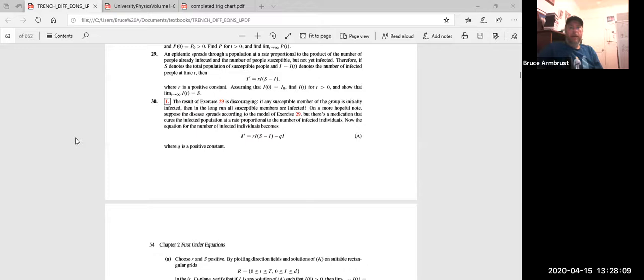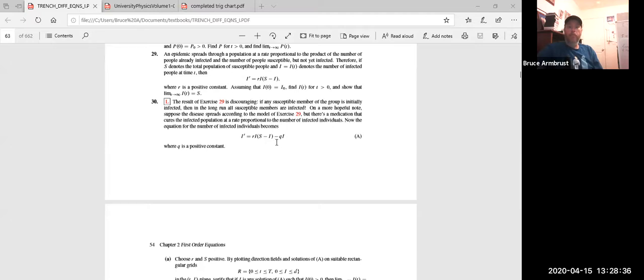All right. Well, let's look at what happens now. Like it said in the homework here, when we do throw in some sort of a method of fighting the infection. So if we look at number 30 now, it says, suppose that we're still spreading according to this model, but there's a medication that cures the infected population at a rate proportional to the number of infected individuals. And that's what you can see in this formula. You saw the r I times S minus I. So that's the spread, just like before.